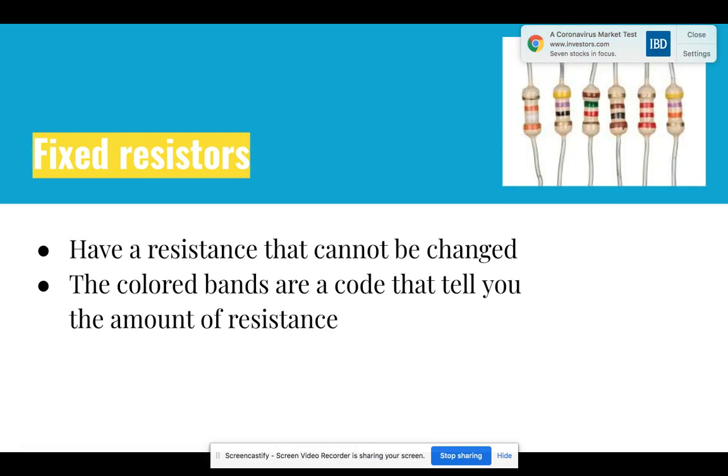Okay, so these are pictures of fixed resistors. This is what I was talking about. It looks like a little cylinder thing going through. You might see them in circuitry. They have resistance that cannot be changed. The colored bands are a code that tell you the amount of resistance. So each one of these little colored things, there's a key that you can look at to figure out exactly how much resistance each one of them has.